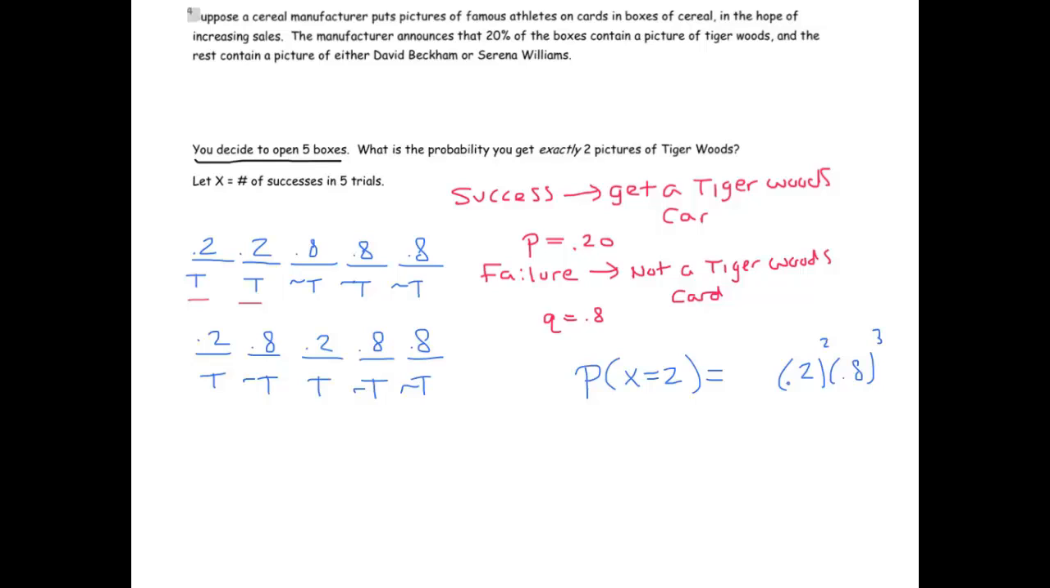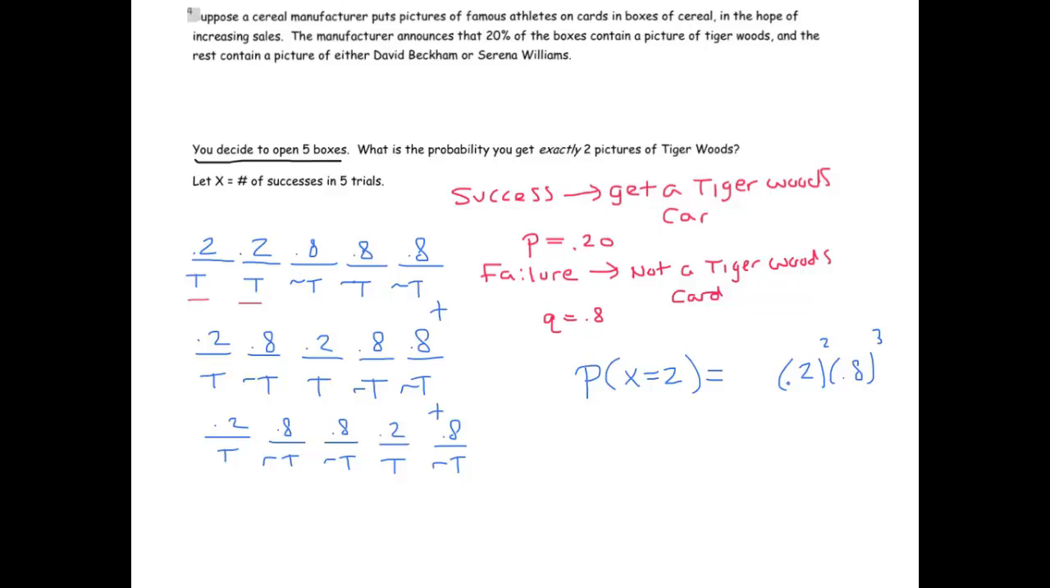So these are 2 different events, but in both of them we've gotten exactly two Tiger Woods cards, so we'd have to add those probabilities. But of course, there could be other arrangements. I could get Tiger Woods, not a Tiger Woods, not a Tiger Woods, Tiger Woods, not a Tiger Woods: 0.2, 0.8, 0.8, 0.2, 0.8. And again, in each case, it's still going to be 0.2 squared times 0.8 to the third.